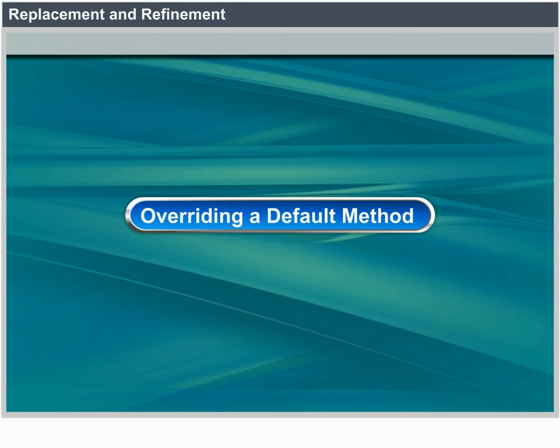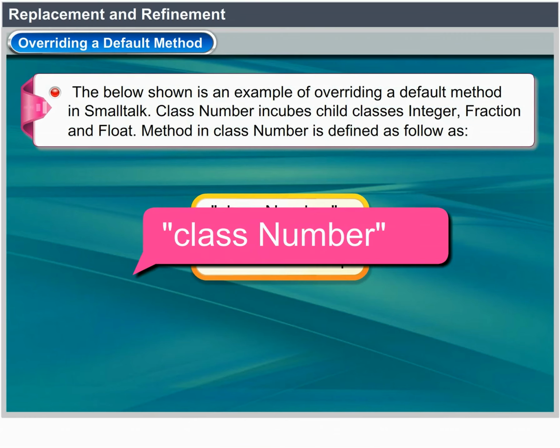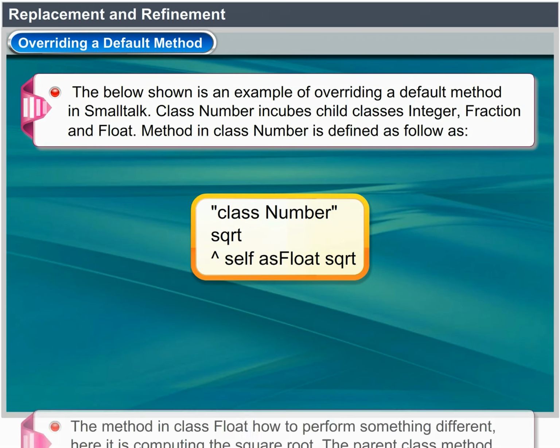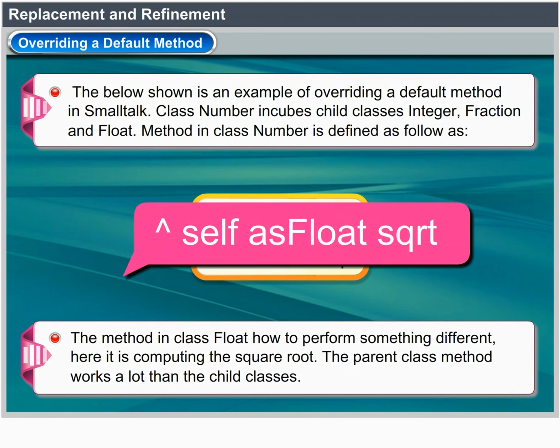Overriding a default method. The list shown is an example of overriding a default method in Smalltalk. Class Number includes child classes Integer, Fraction, and Float. The method in class Number is defined as follows. Class Number, squareRoot, self asFloat squareRoot. The method in class Float ought to perform something different. Here it is computing the square root. The parent class method works a lot harder than the child classes.